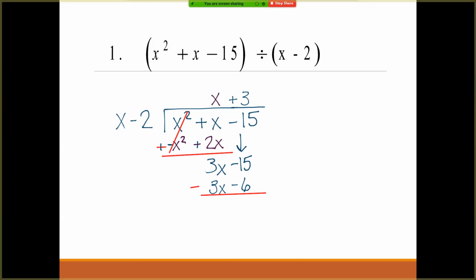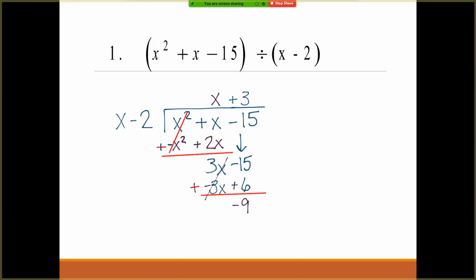Then again, we're going to subtract. I always suggest that you distribute that negative. So negative 3x and a positive 6 now. Negative 3x and positive 3x cancel. Negative 15 plus 6 is negative 9.